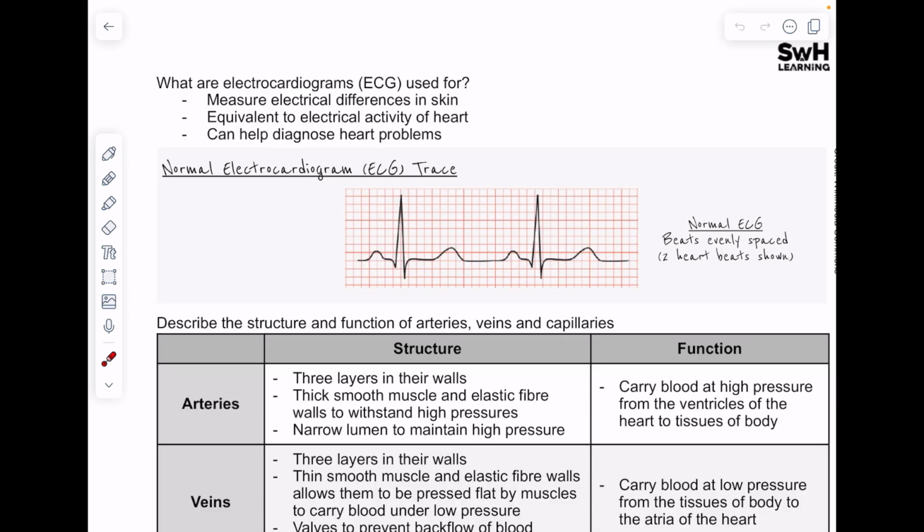You might have heard of ECGs before. ECG stands for electrocardiogram. Now, the purpose of an ECG is to help us diagnose heart problems, and it does that by measuring the electrical differences in the skin, which we say is the equivalent to the electrical activity of the heart. So here's a normal ECG trace, and here you can see exactly 2 heartbeats being shown.